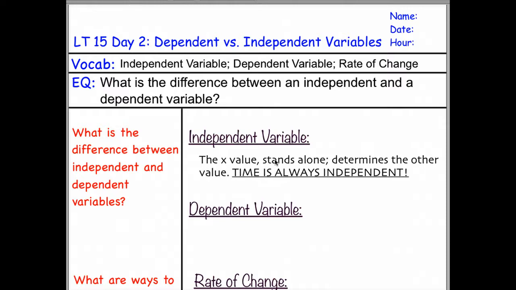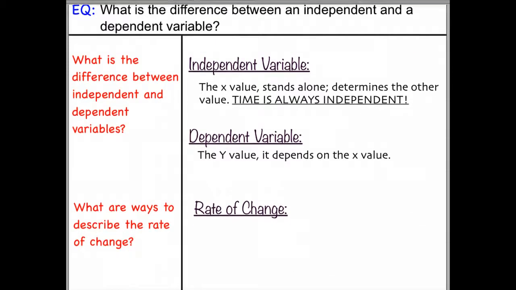Our independent variable is the x value, and it stands alone. It determines the other value. So what that means is if there is a variable and one of them is dependent on the other, the dependent one is obviously going to be the dependent variable. So independent is x, dependent is y. Time is always independent. I want you to remember that as we go along.